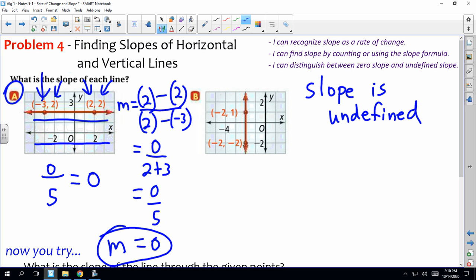Let me just show you here. If I were to go up, I'd go up 1, 2, 3, and then I go over 0. You may have learned that 3 divided by 0 is an undefined expression, and so slope is undefined right there when it's vertical. And that's how you'll describe it.